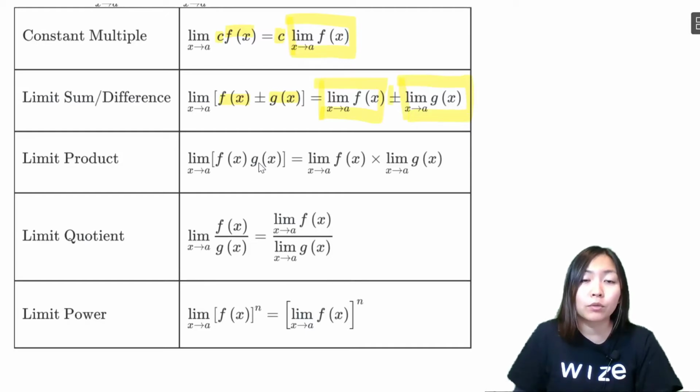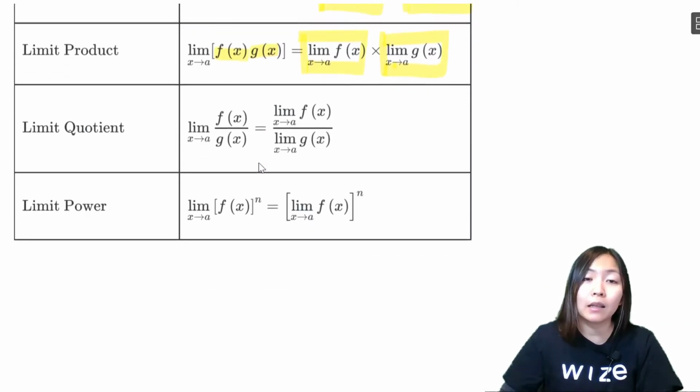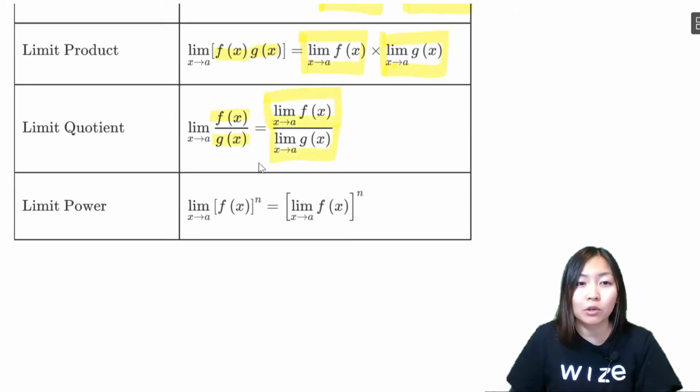We have the limit product rule. So if I have the product of two functions, meaning two functions being multiplied together, and I want to find the limit, I can actually find the limit of each function first, which will give me numbers, and then I'm multiplying these two numbers at the end. Limit quotient rule, meaning I want to divide limits. So I'm dividing two functions. I can find the limit of each function, which are two numbers, and divide those two numbers.